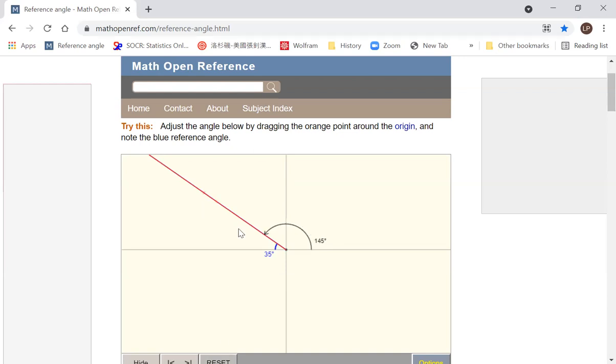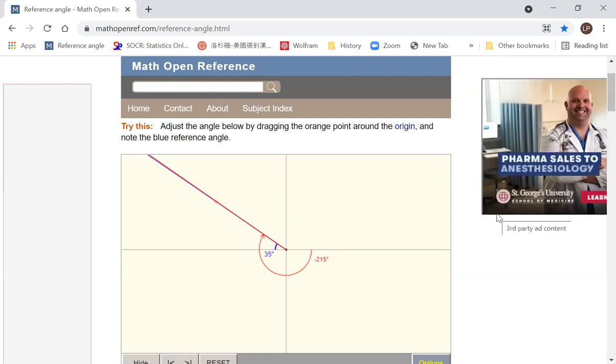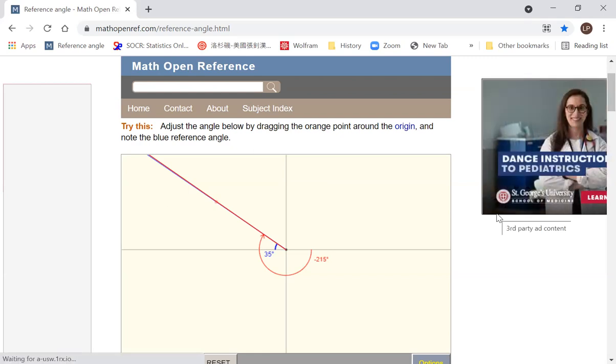Now, if I draw another angle, I draw a negative angle. It's a negative 215-degree. Negative 215-degree has the same reference angle, 35-degree as well. And I can keep this process going as long as I wish. Do you guys follow me? That's the meaning of statement number 3.